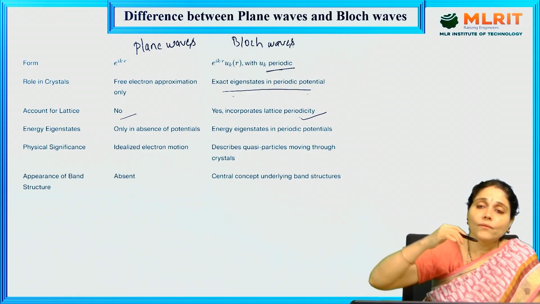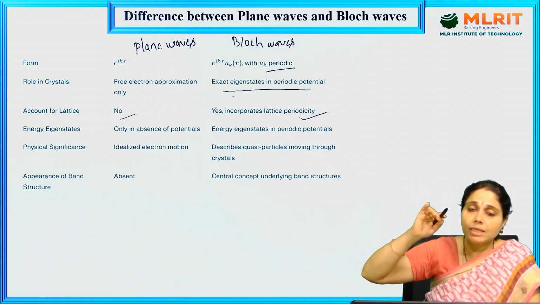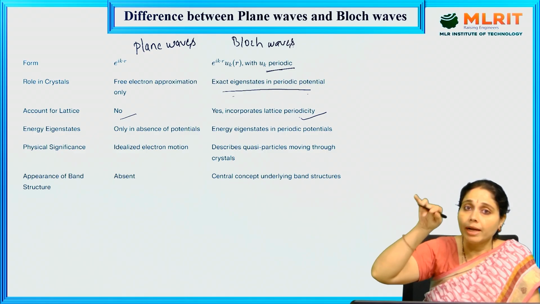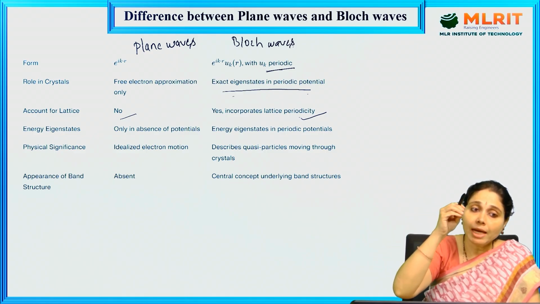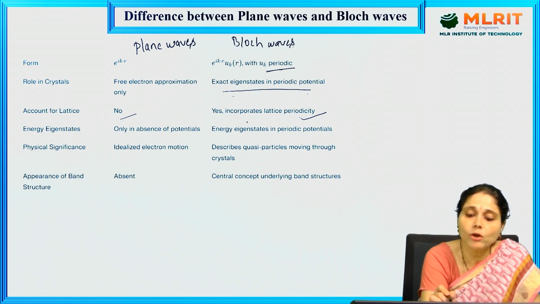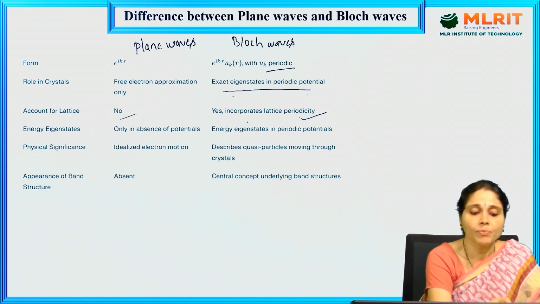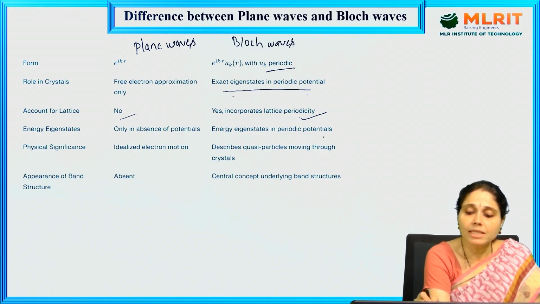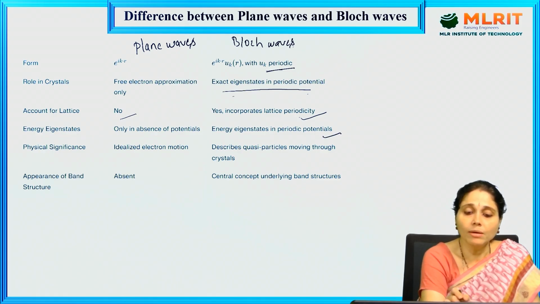That means, as we have learned in crystal structure, there is a regular repetition of atoms in a particular lattice. So this incorporates the lattice periodicity. Energy eigenstates, only in absence of potentials, for plane waves. Energy eigenstates in periodic potentials are there for Bloch waves.